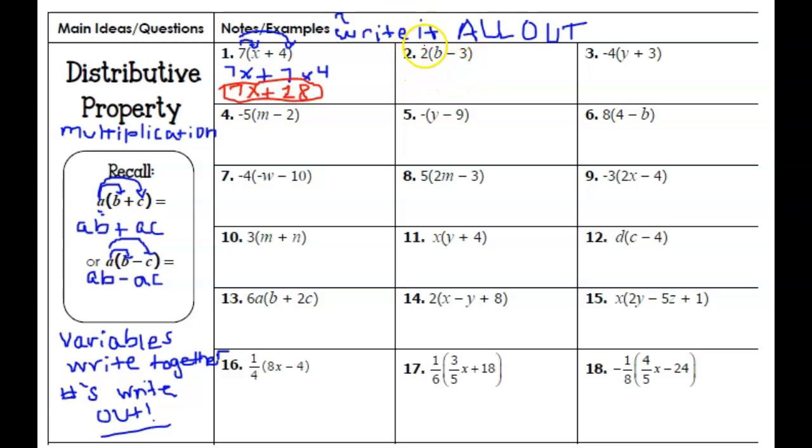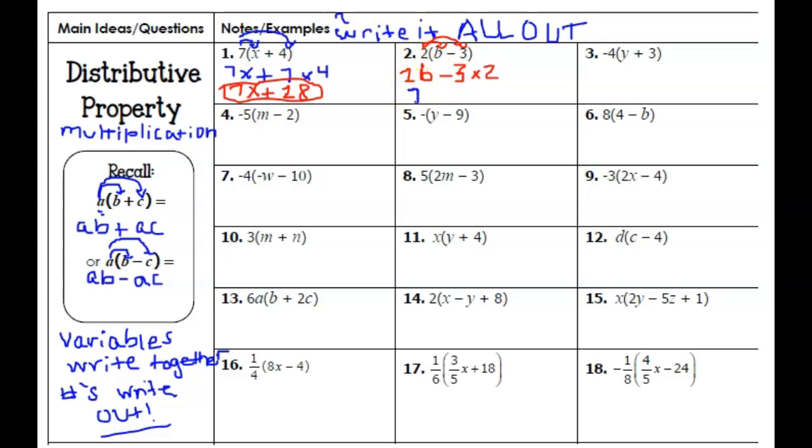We got a 2 times the quantity b minus 3. That means distribution. I distribute the 2 to the b and the 2 to the negative 3. Now, again, I said if a variable's involved, I'm just going to write them together. So this is just 2b, or 2 times b, 2b. Then I have a minus. I'm going to write this out. So 3 times 2. I'll actually write out 3 times 2, so I don't make a mistake. Now I'm going to simplify, okay?